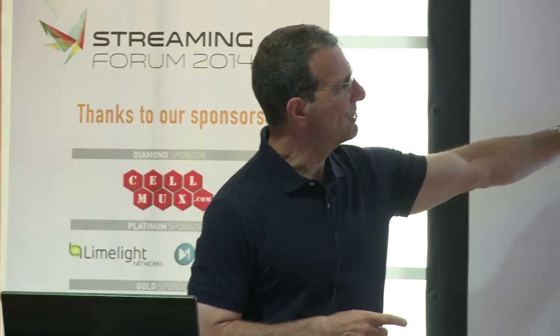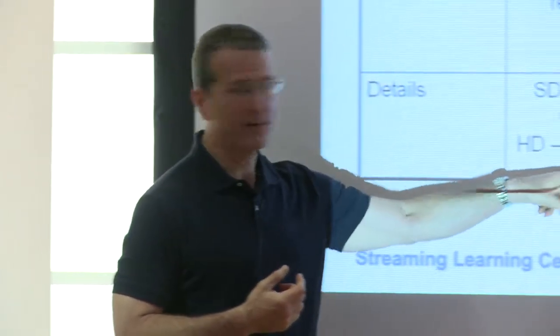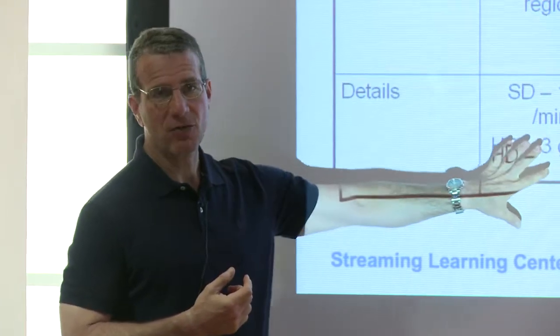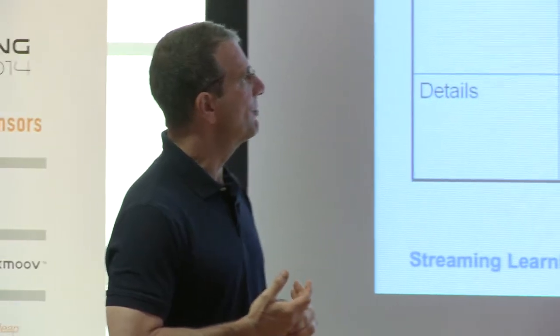And then there's what you pay for it. Amazon charges by the minute. The prices vary per region. In my region, which is North America, East Coast, it's $1.50 per SD encode and 3 cents a minute for HD. So that's going to vary around the world. That's just a representative price.